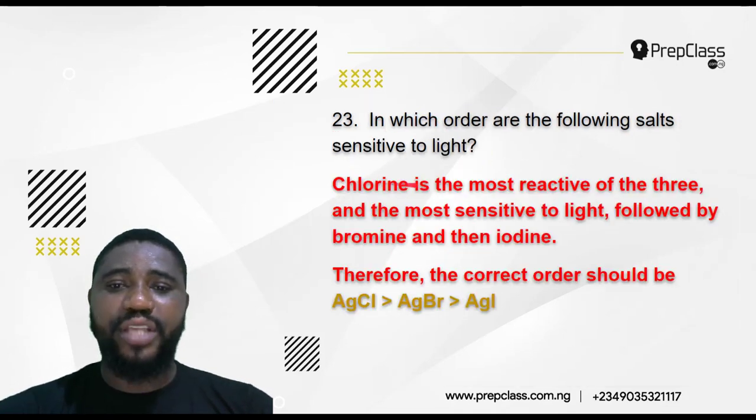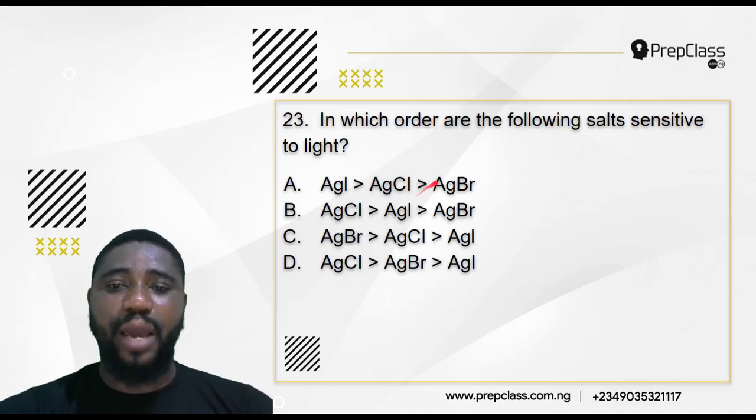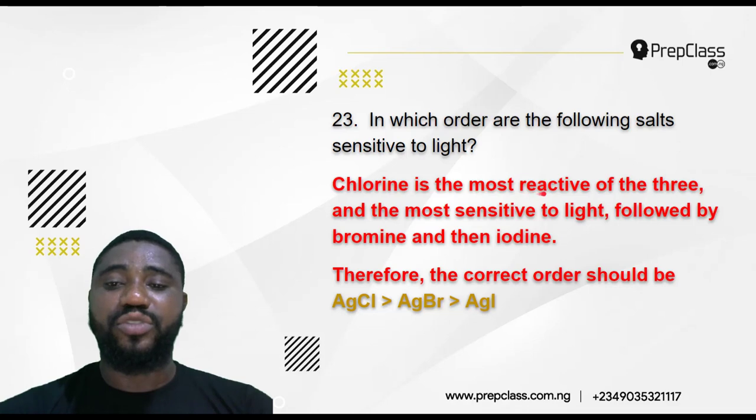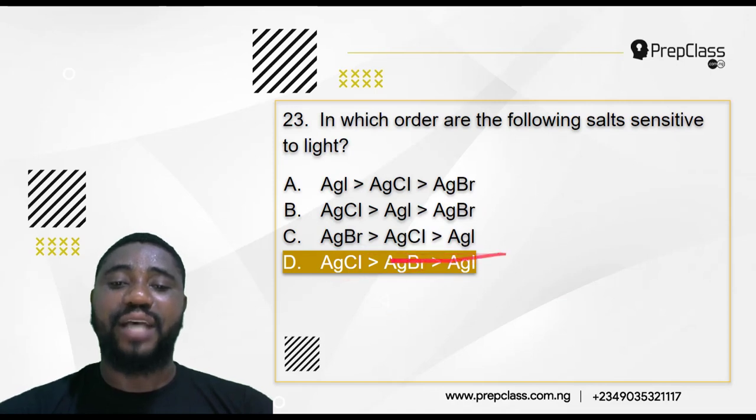So now look at what I said. Chlorine is the most reactive of the three and the most sensitive to light. So when you look at these three halogens, iodine, chlorine, and bromine, the most reactive is chlorine and it is the most sensitive to light, followed by bromine before iodine. Therefore, the correct order should be AgCl followed by AgBr before AgI. So we have option D as the correct answer.